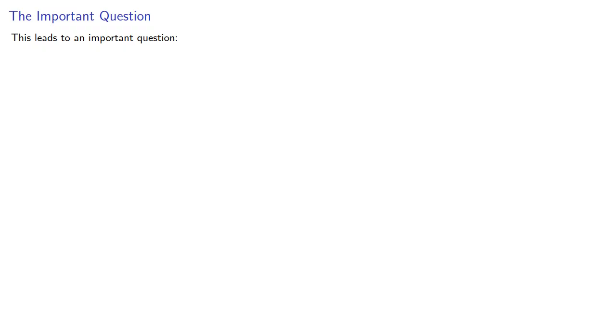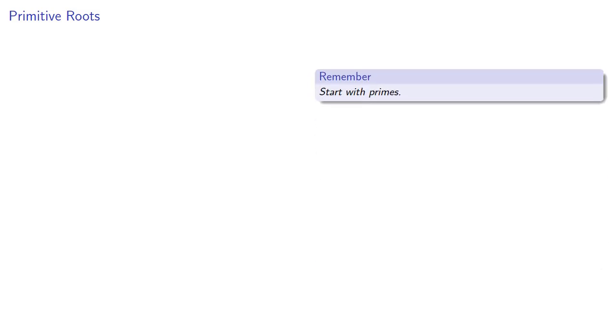This leads to an important question. Given n, does a primitive root mod n exist? And if a primitive root exists, what is it? So again, a useful strategy is to start with primes. So suppose n equals 2k plus 1 is an odd prime. Then for any a, because n is prime, a to the power 2k is definitely congruent to 1 mod n.